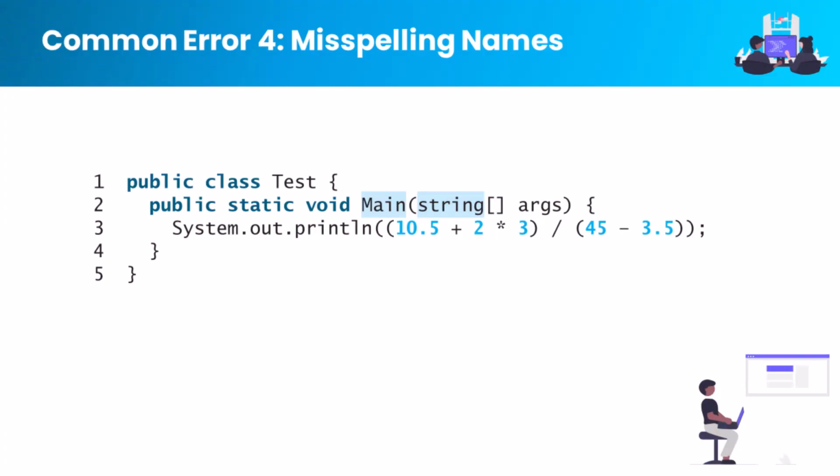Okay, now let's talk about another common error, that is misspelling names. As you know, Java is a case sensitive language, and misspelling a name is a common error for new programmers. For example, the function name main is spelled as Main, with a capital M here, and String is misspelled as string. So you have to remember that main should be all small letters and String should have a capital S. So you have to remember all these kinds of common mistakes that you can make in your program.